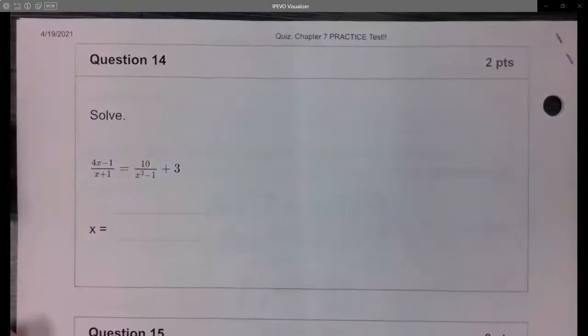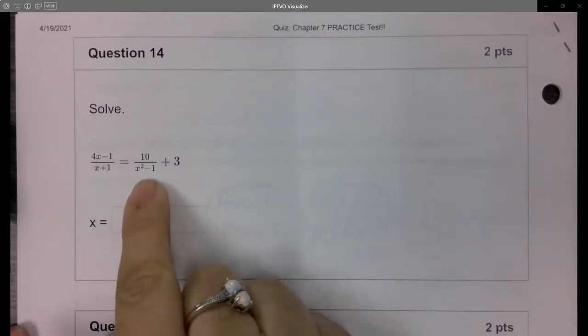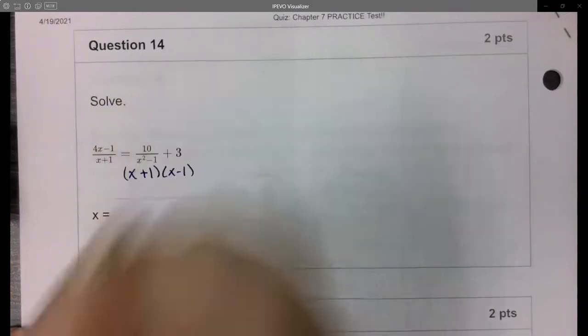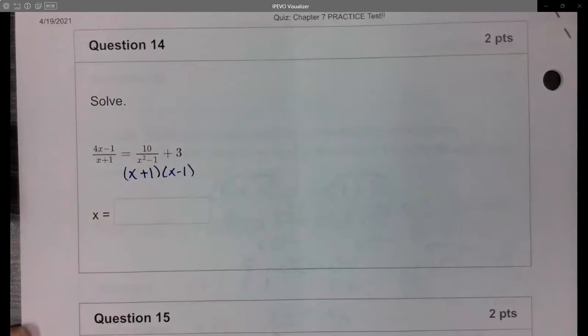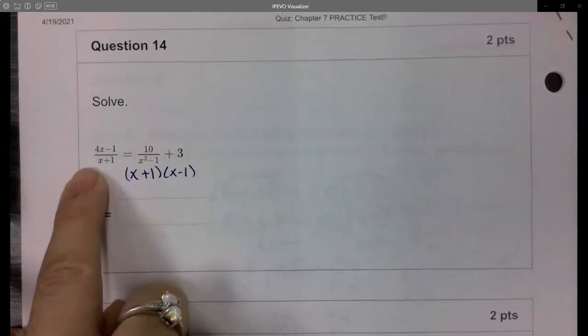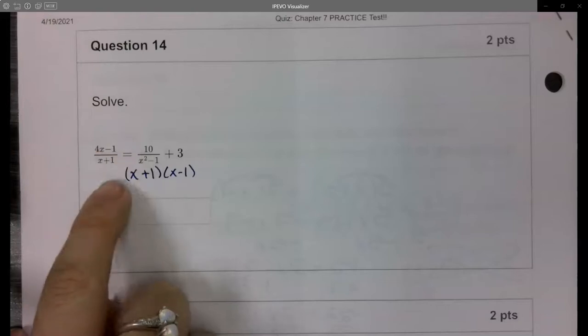This one wants me to solve. So I want to multiply by my LCD. What I'm first going to do is factor this to see what I need to multiply. I'm looking for what multiplies to negative 1 and adds to 0. This is going to be positive 1 and negative 1. So what I'm going to multiply by is, since I already have an x plus 1 on the bottom of this first term, I'm going to multiply the entire equation by this: the x plus 1 times the x minus 1.